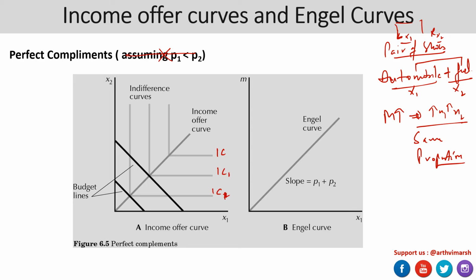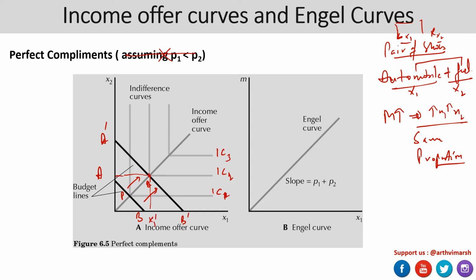So this is IC1, this is IC2, this is IC3 for perfect complements, and this is, for example, the initial budget line AB, and you witnessed an increase in the income. As a result, there was a shift from point P to point Q, which means that your consumption of both the commodities increased by the same proportion.